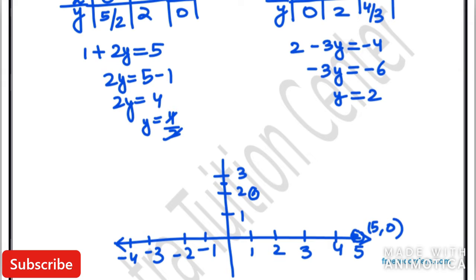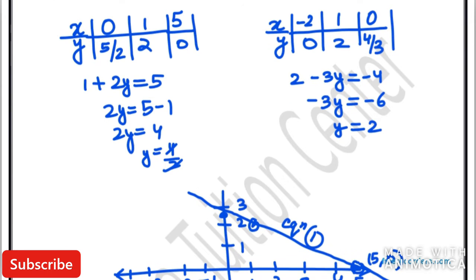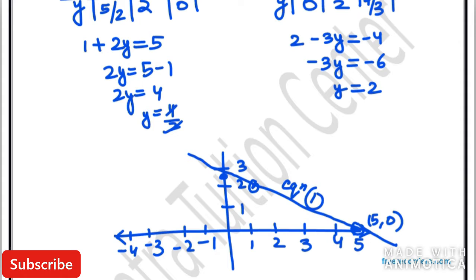Now joining the points, this is for my equation number 1. So I will mark it as equation number 1. Now for the second one, I have minus 2 comma 0, 1 comma 2, and 0 comma 4 over 3. So minus 2 comma 0 will be here on the x-axis on the negative side. Then we have 1 comma 2. So 1 comma 2 is this point, which lies again on the equation 1. Then we have 0 comma 4 over 3. So let us join these 2 points only. It will be somewhere in between, as 4 over 3 is about 1.3. So therefore it will lie on this line only.